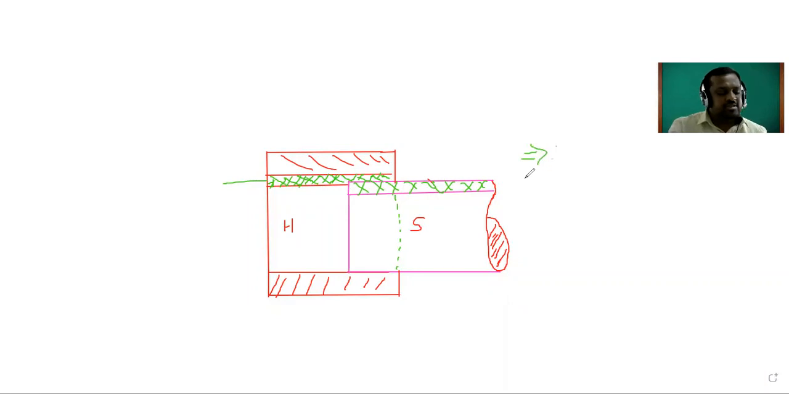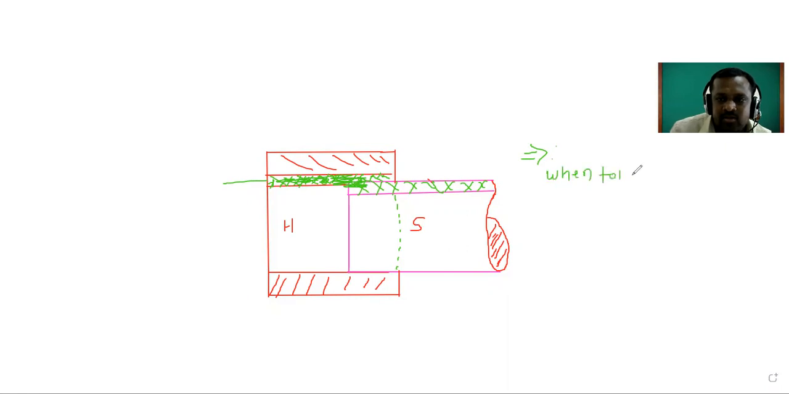Then what is the definition according to the tolerance zone? Now see here, in that transition fit, the tolerance zones of hole and shaft overlap each other. This is the tolerance zone for the hole, and this is the tolerance zone for the shaft. Both are overlapping each other.